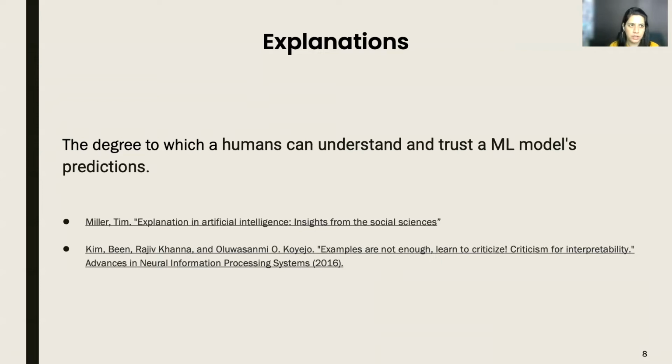Now, there is no clear definition of what explainable AI is, but there are these two papers which are thought to be pioneers in this field. The gist of these is that explainability is the degree to which humans can understand and trust machine learning models' predictions. And that's exactly what the topic of our session today is.